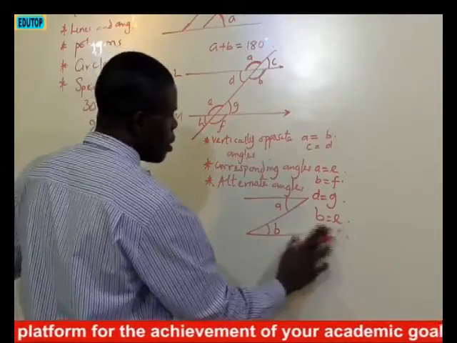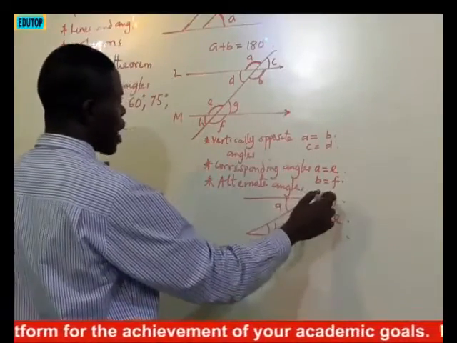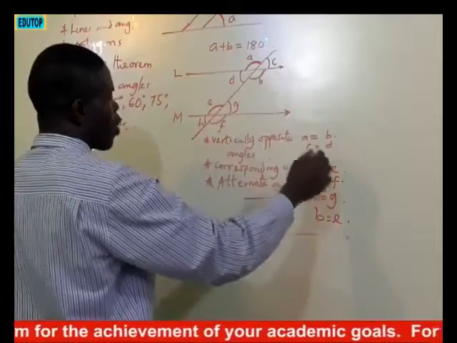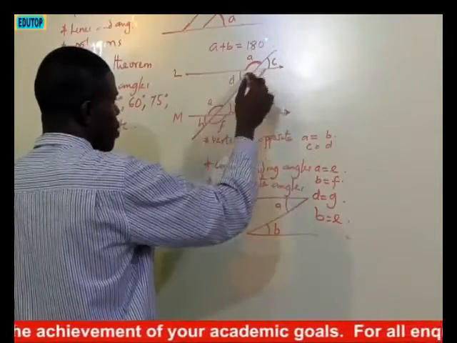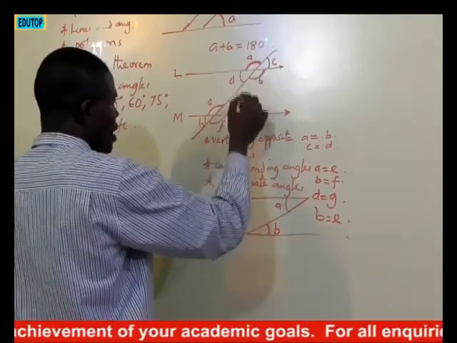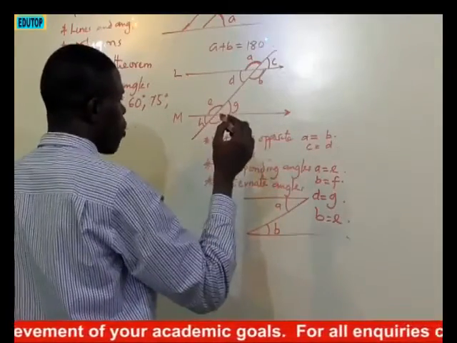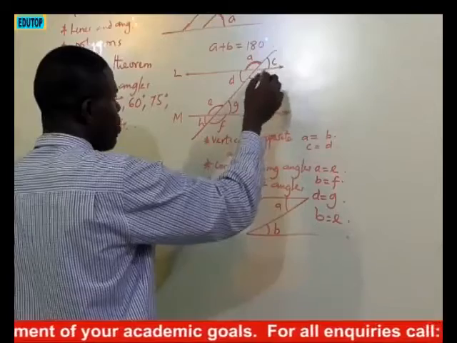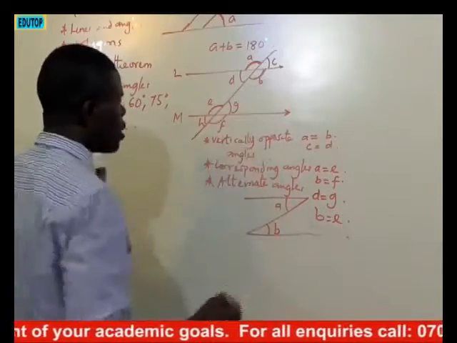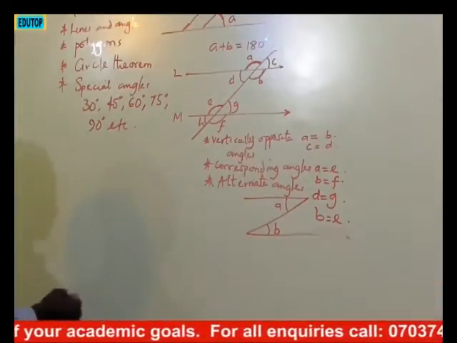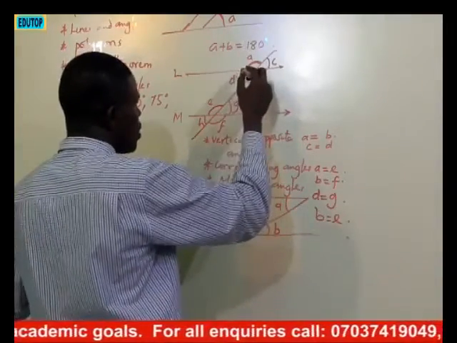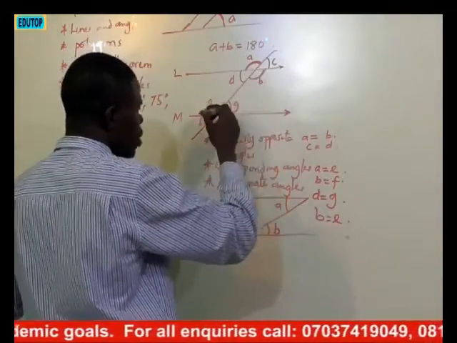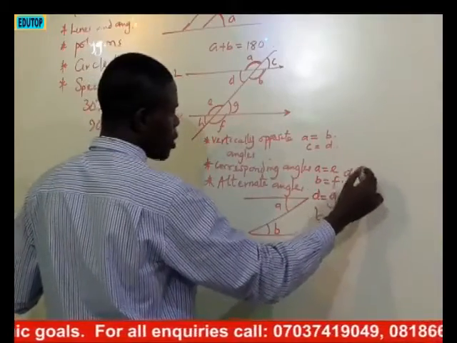No. D is alternate to G. We are talking about alternate angles. D, you can see the Z. So D is alternate to G. That one is acceptable. Then B is alternate to E. Those are the two alternate angles that we can have in that setup. But we can have more of corresponding angles. D is corresponding to H.